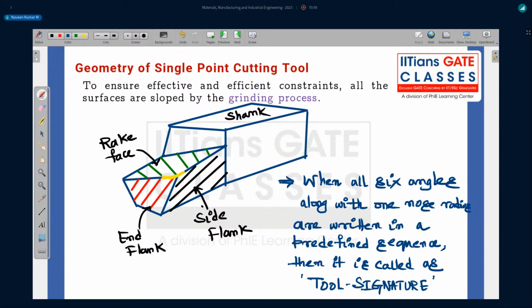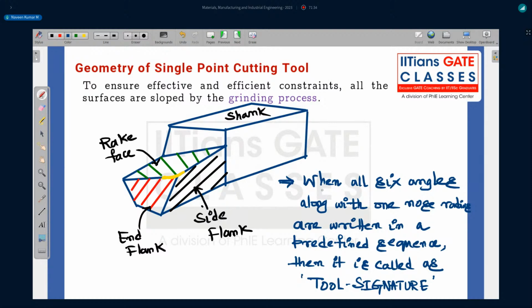Now let's go and discuss the tool signature system. As we discussed tool signature, we are going to discuss the tool signature system. In the single point cutting tool itself, we are going to discuss 2 tool signatures. One is the ASA tool signature system, another is the ORS tool signature system.